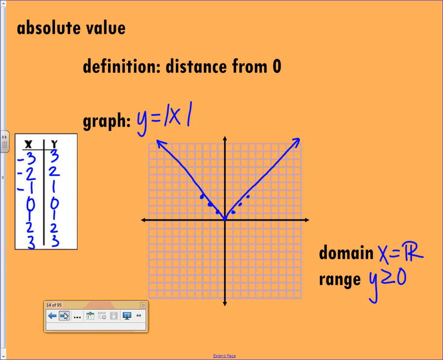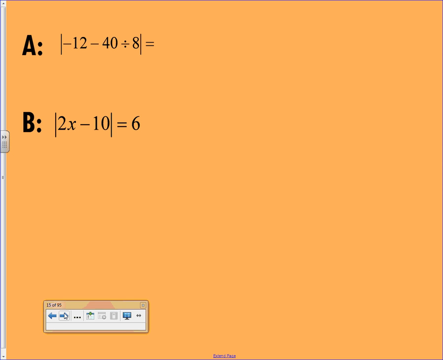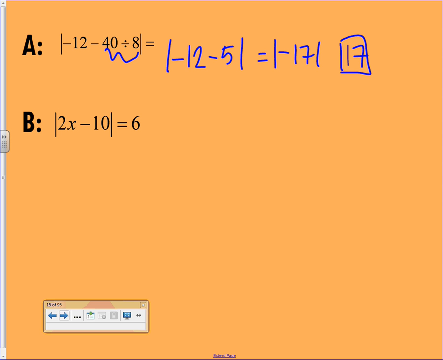Let's go ahead and answer some questions. The absolute value of -12 minus 40 divided by 8. Let's remember our Please Excuse My Dear Aunt Sally rules. The first thing we have to do is divide 40 by 8, so that's going to give me -12 minus 5. You have to do this part first. That gives me the absolute value of -17, which gives me a positive 17 for my final answer. Always drop the absolute value bars at the end. That's the last thing you do. Negative turns to positive.